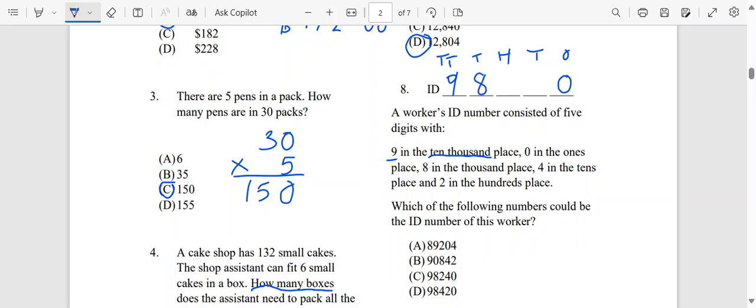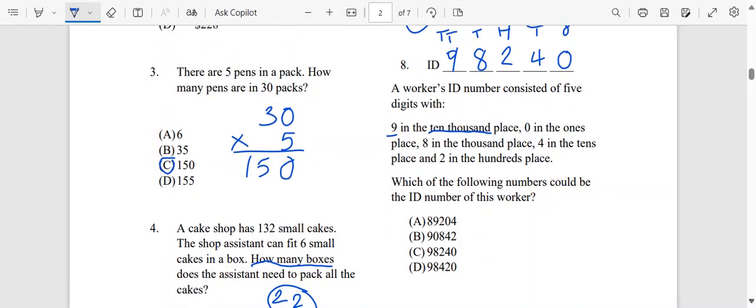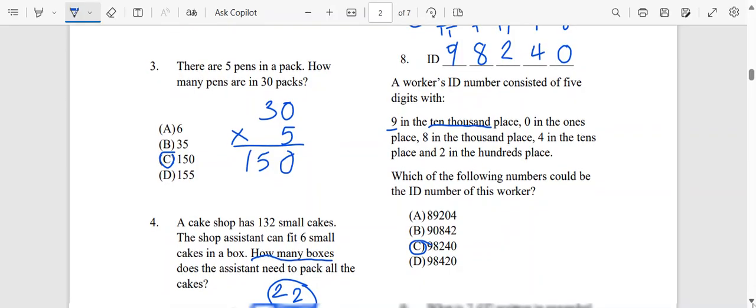And then it says 4 is in the tens place. So tens is right there, let's put the 4 there. And the 2 is in the hundreds place, so we put the 2. And there we have our number. So our number right there is 98,204. So let's find 98,204 and see that is our answer right there.